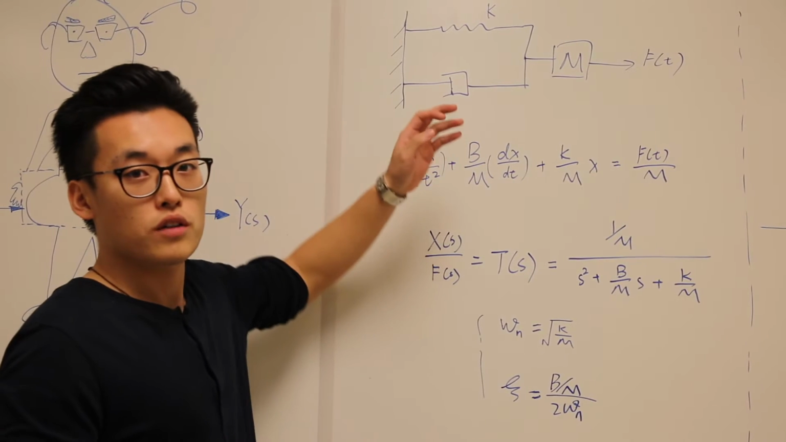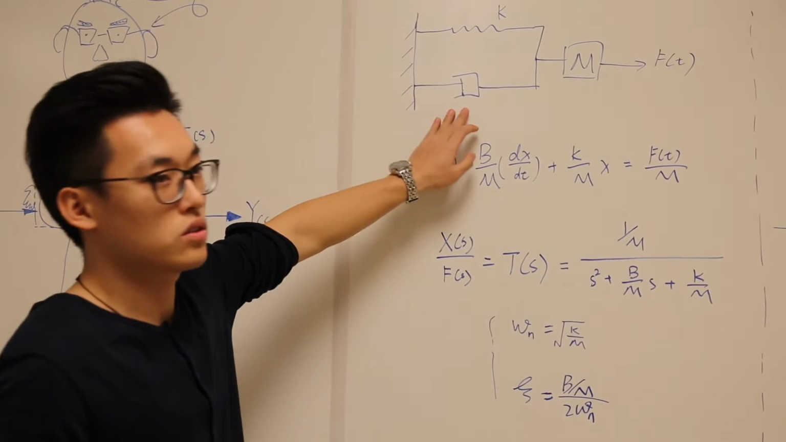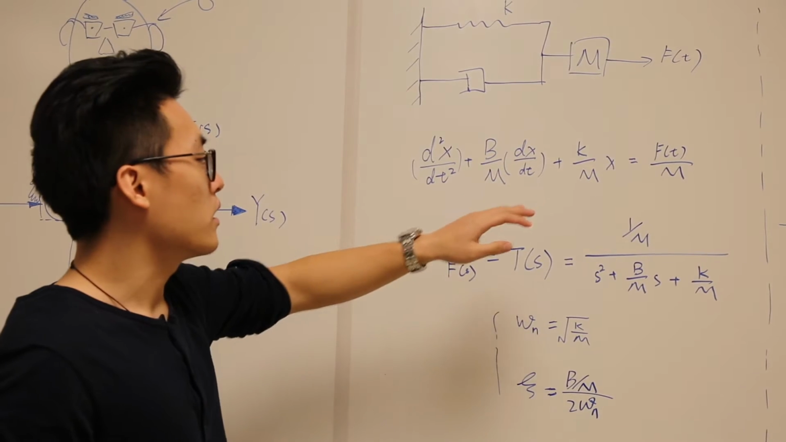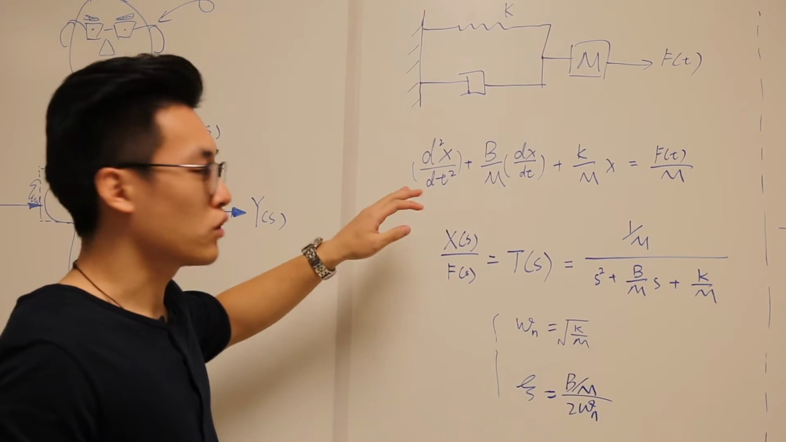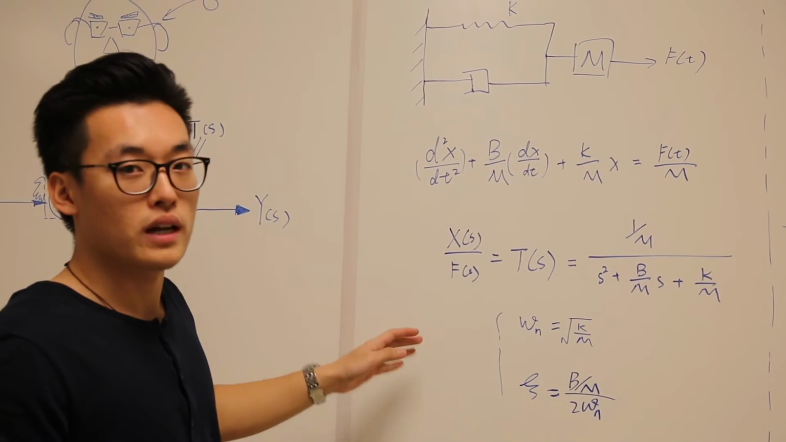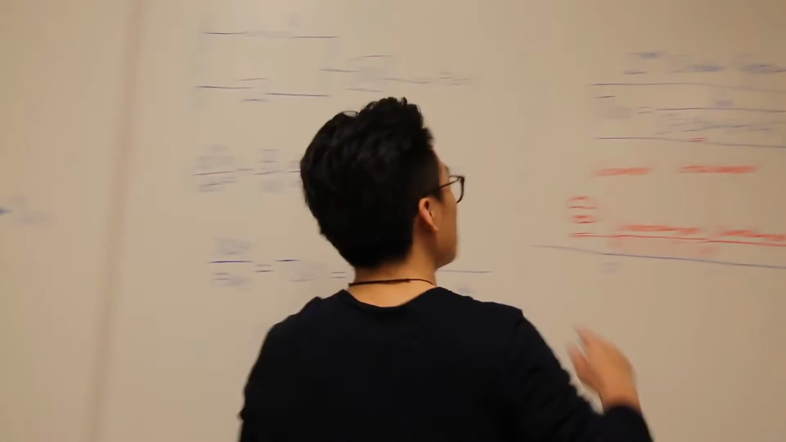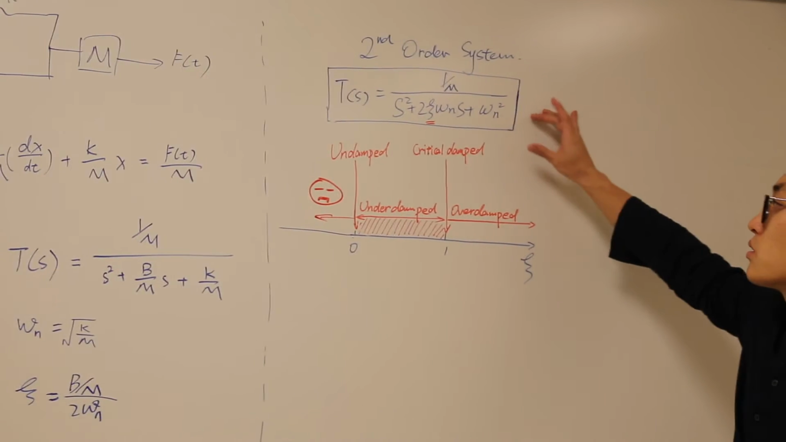Hi guys, in this video we will introduce the second order system. A general model of a mechanical second order system consists of a spring and a damper. The equation of motion is shown here. If we apply the Laplace transformation and define two parameters, natural frequency and damping ratio, in this form, we can get the transfer function of our second order system.